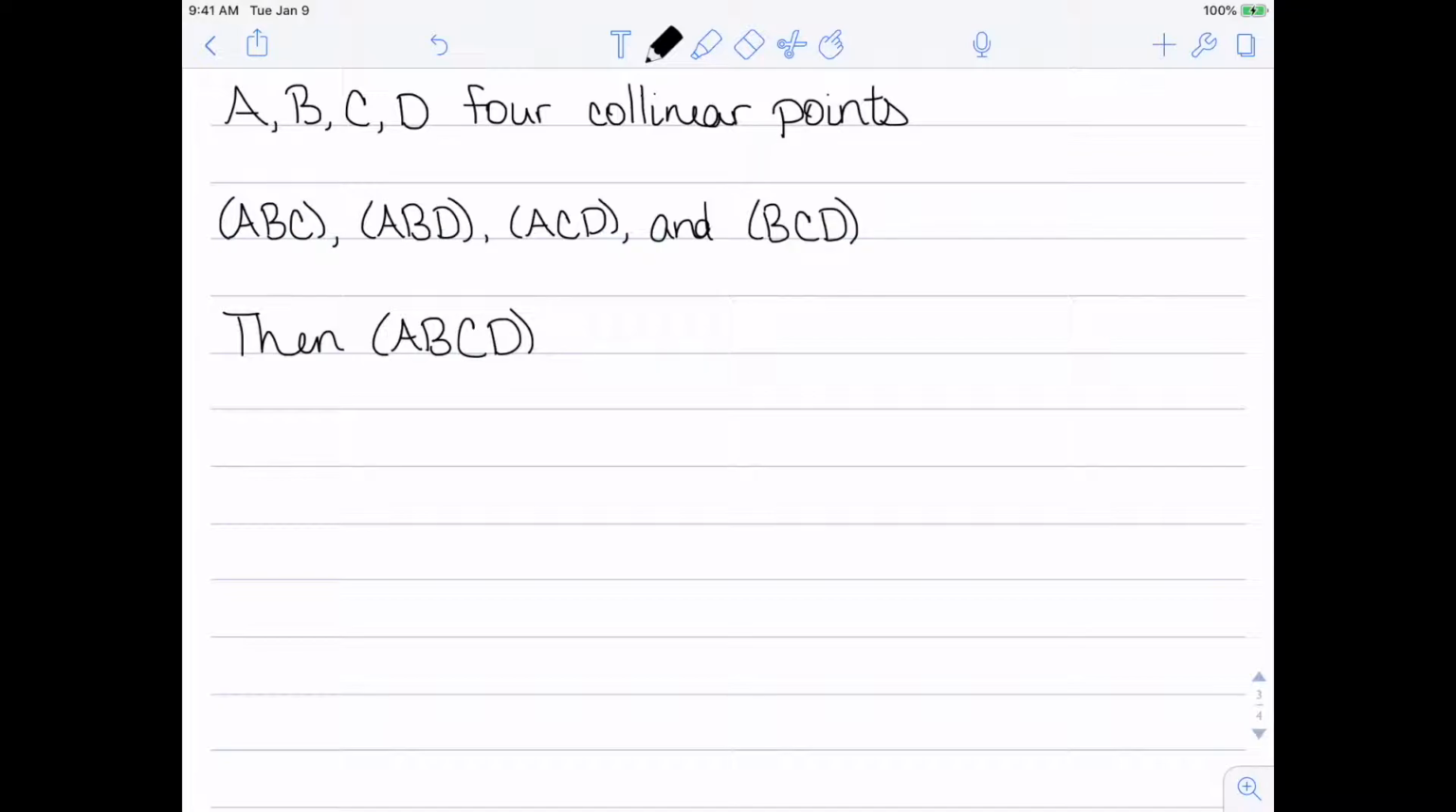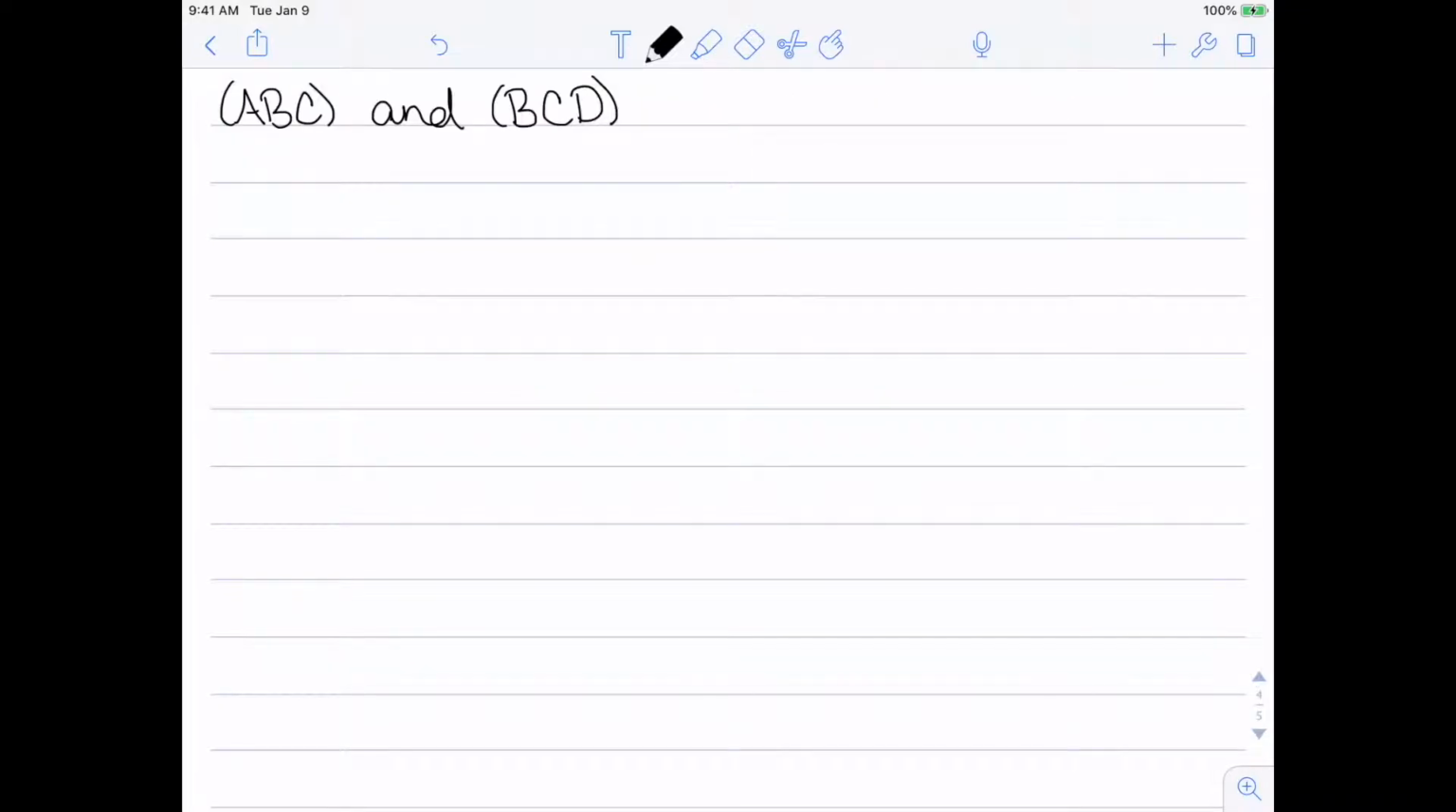So this may seem excessive, on why we need this many things to hold in order to do this. So let's dive into that a little more. If we have ABC and BCD, why isn't that enough to hold ABCD on a line?